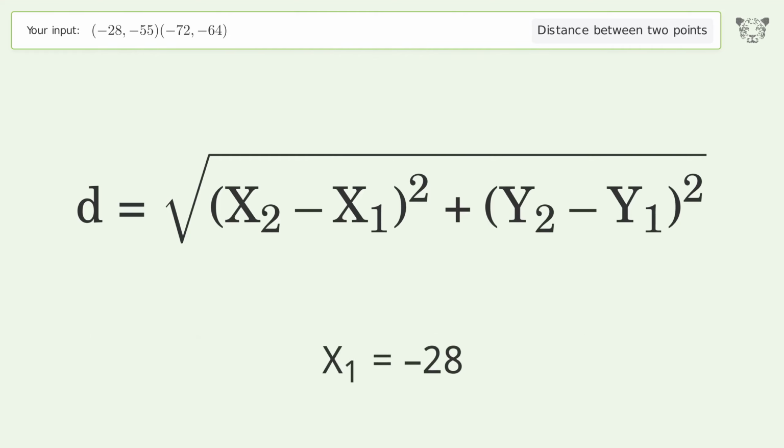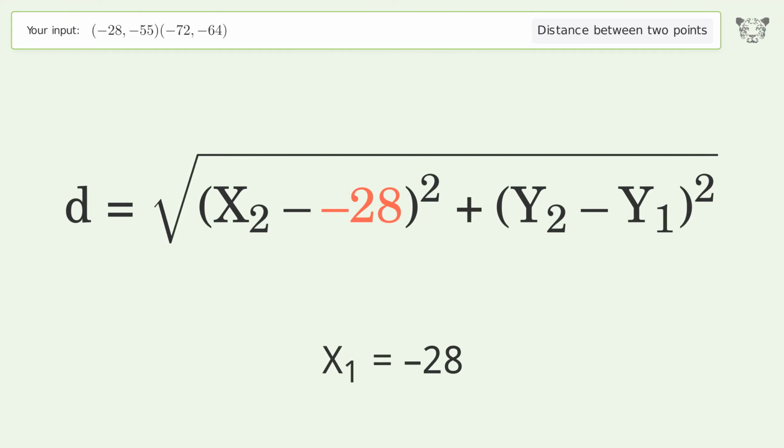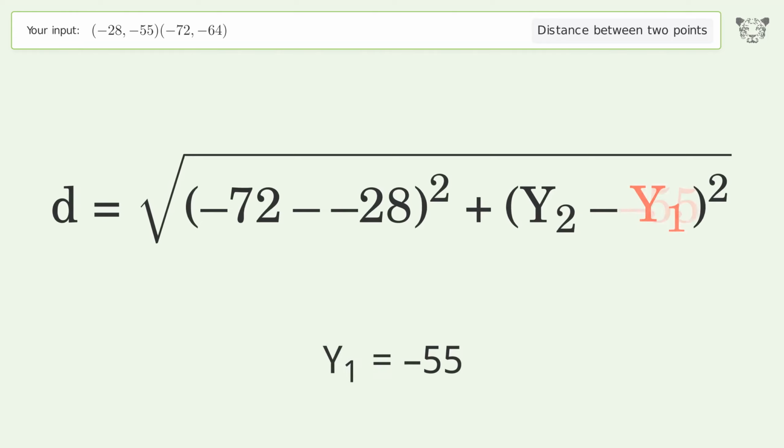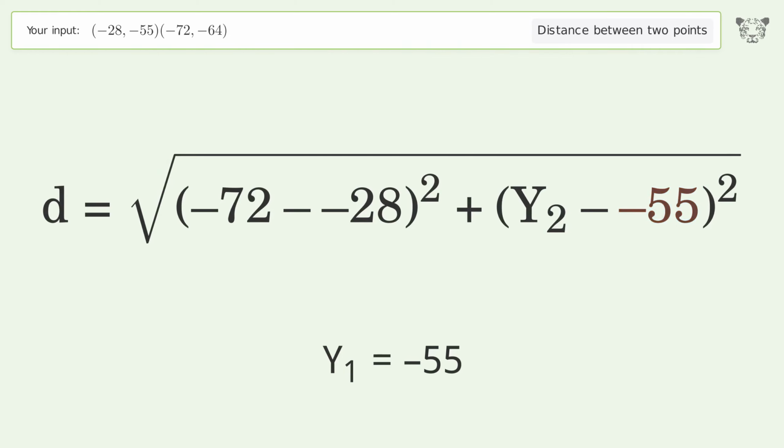x1 equals -28. x2 equals -72. y1 equals -55. y2 equals -64.